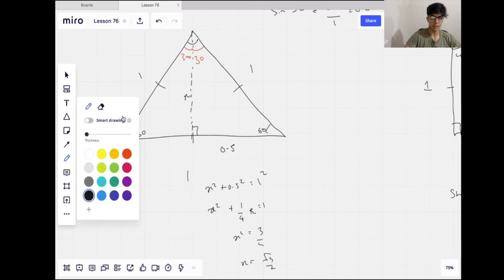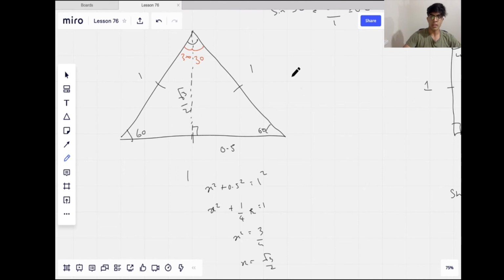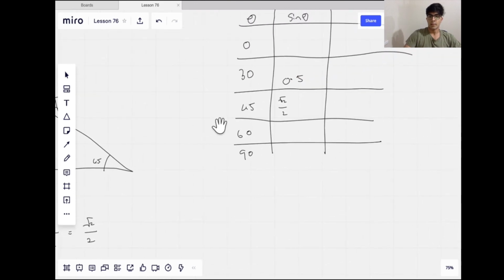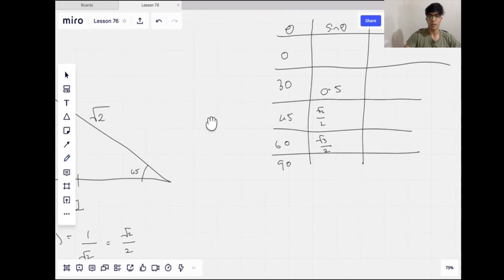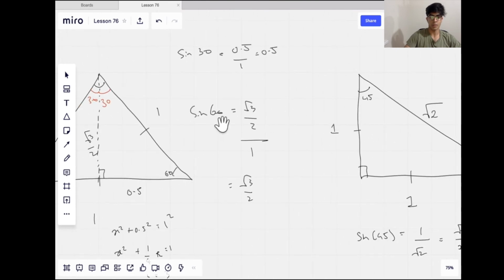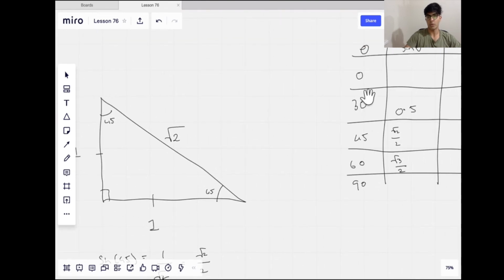So let's get rid of this x here and write root 3 over 2. So sine 60 is opposite, root 3 over 2, over hypotenuse, divided by 1. So this is root 3 over 2. So sine 60 was root 3 over 2. And now we have a final one. Sorry, two actually left: 0 and 90.